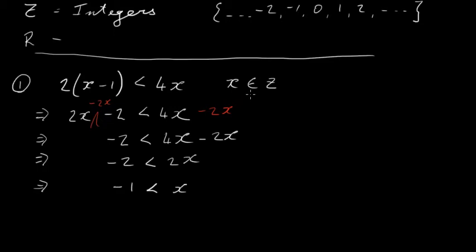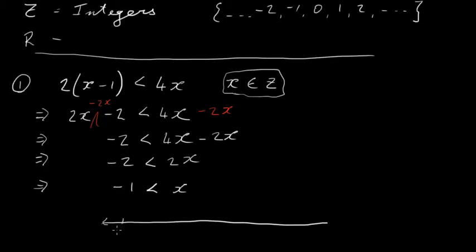But we're also told here that x must be an integer, x must be an element of Z. So we've got to plot this now on a number line. So let's plot our number line here. So we've got numbers down along here. So we'll start with, say, minus 2, minus 1, 0, 1, 2, 3, 4, and that goes on into infinity there.